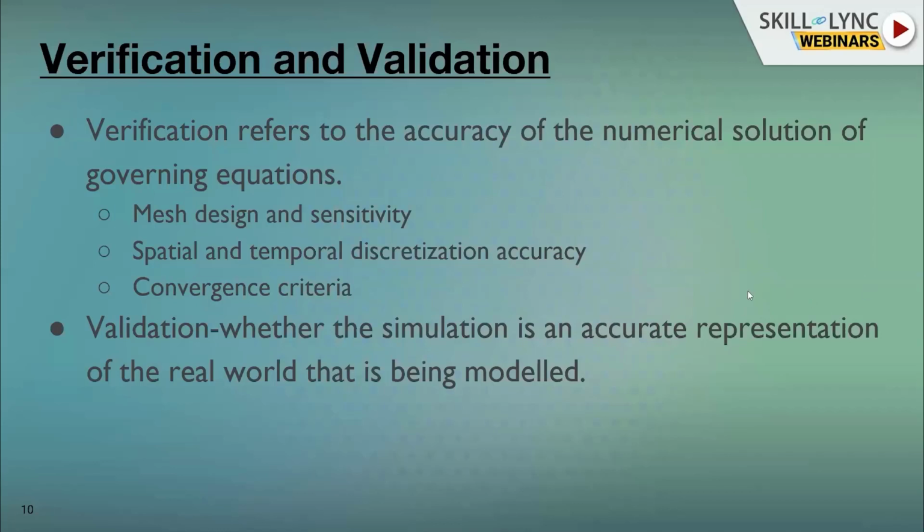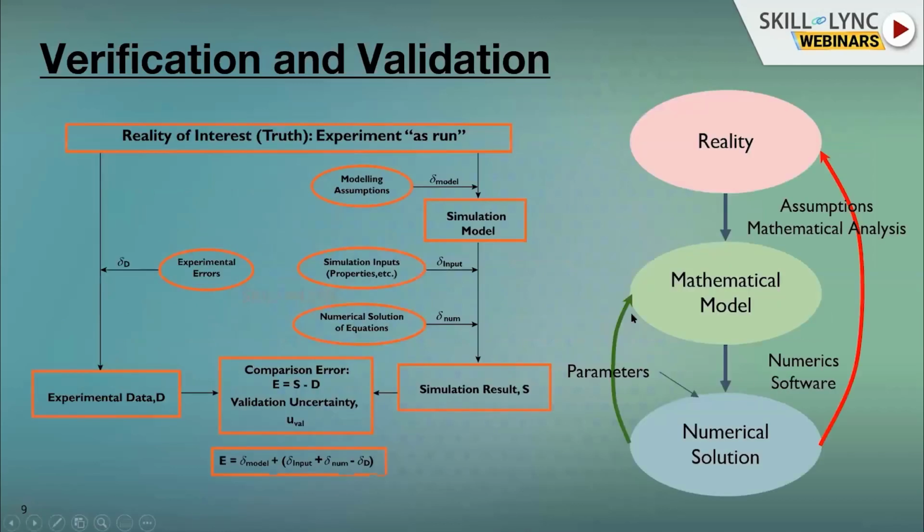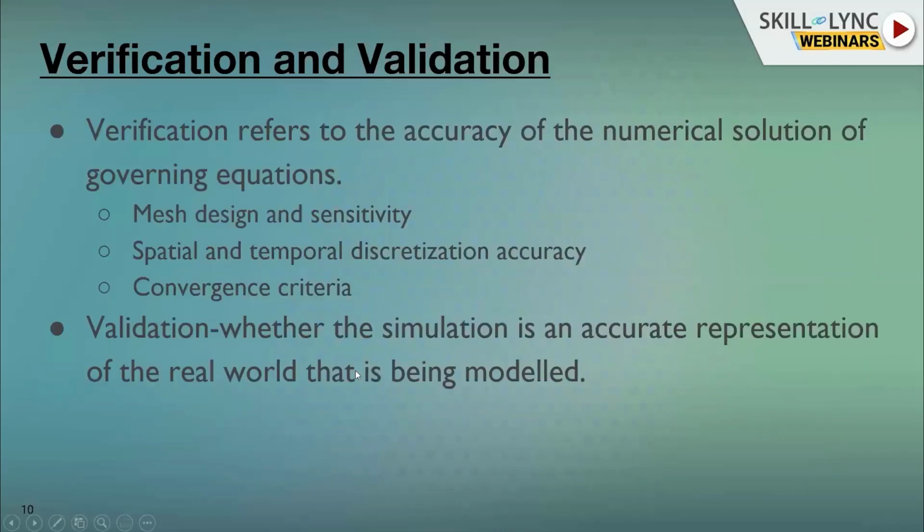The parameters which we give in the mathematical model, that is the mesh, numerical methods and schemes, all those will dictate the accuracy of the numerical solution. And then validation is whether the simulation is an accurate representation of the real world that is being modeled.